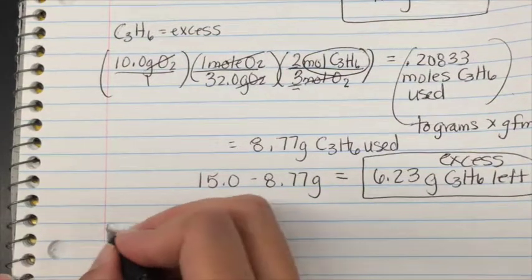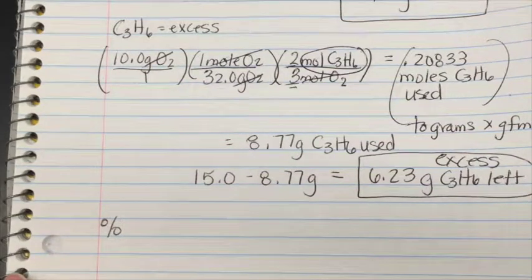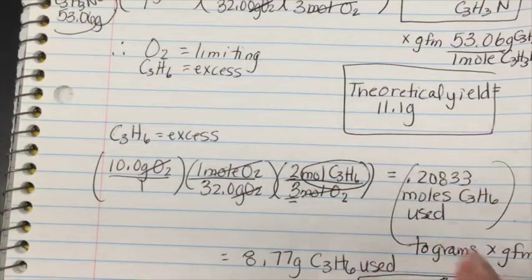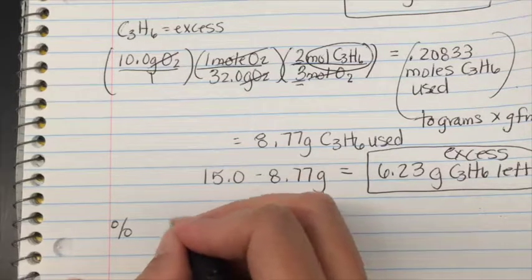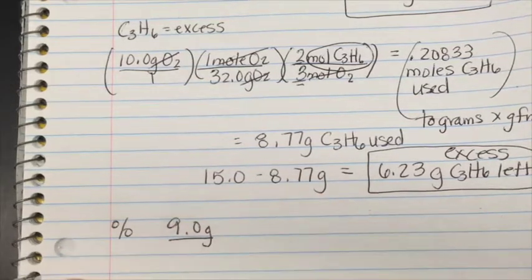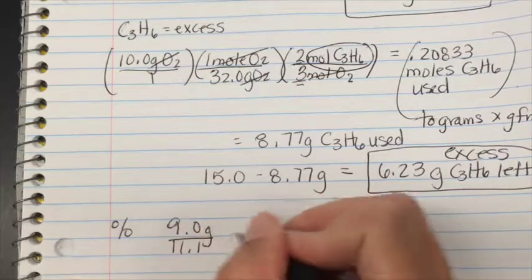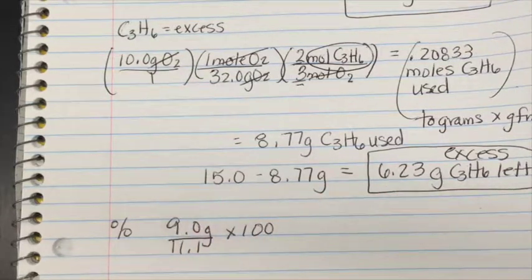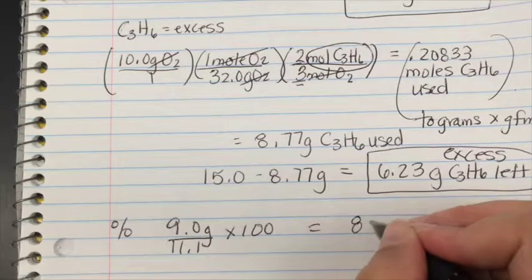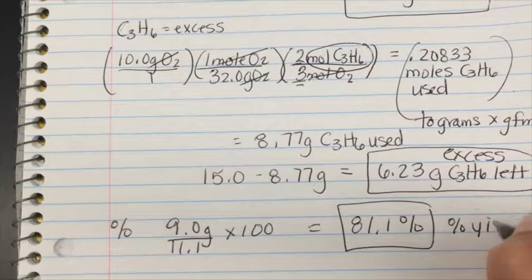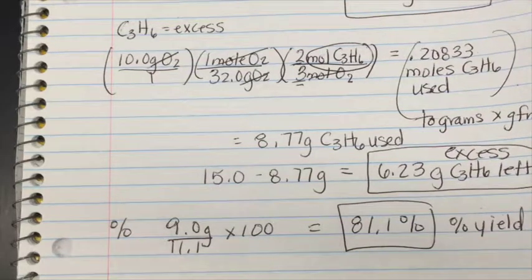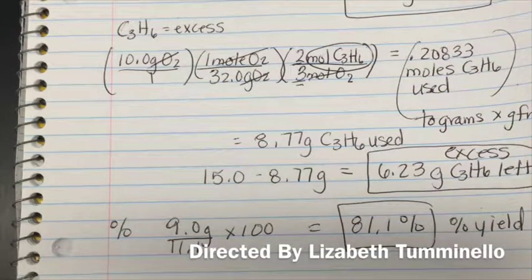And our last step is to do the percent yield. We found our theoretical yield up here as 11.1 grams. And our percent yield, it said in the problem that 9 grams were produced. We put that over the 11.1 and multiply by 100. And when we do it on the calculator, we get that it was 81.1% yield. So that was the video tutorial number 6 on limiting reagent. Hopefully that was helpful.